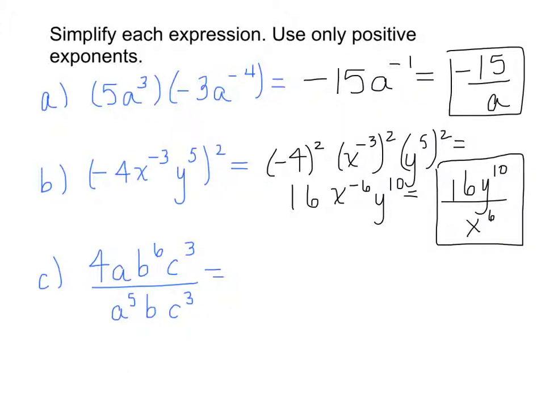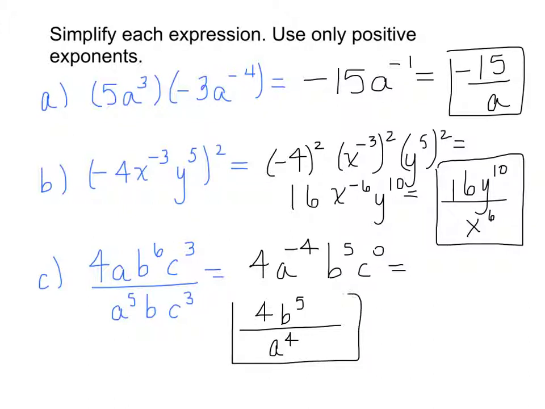And then with this one, 4 divided by 1 is just 4. Then we have 1 minus 5 for the a, so it'll be a to the negative 4. B, 6 minus 1 is 5. And 3 minus 3 is 0. So when you rewrite it, the a term goes on the bottom because it's negative. B to the 5th stays. C to the 0 is 1. And then you're done.